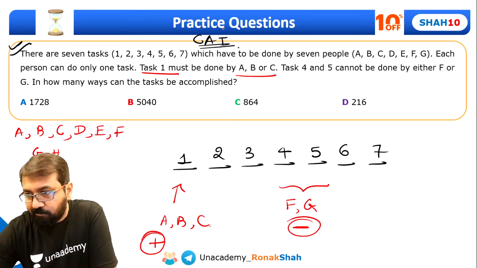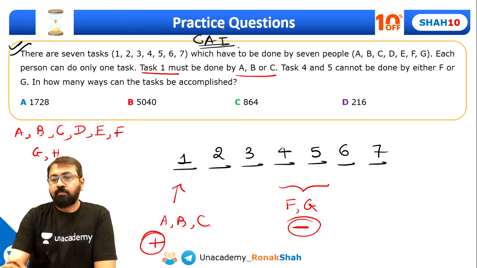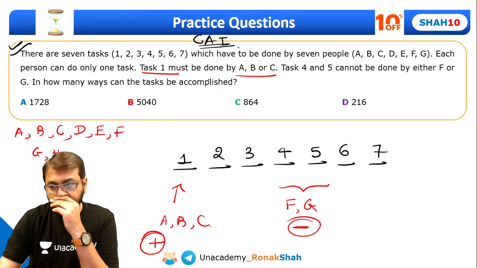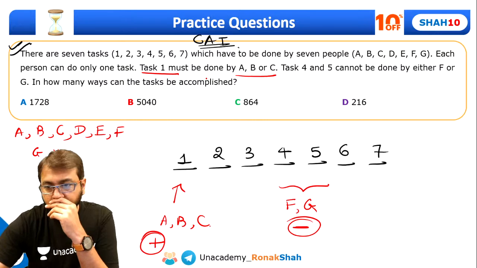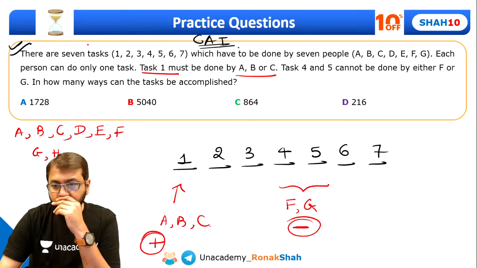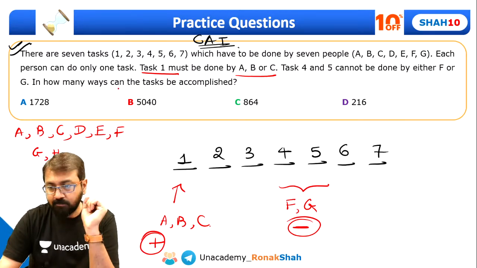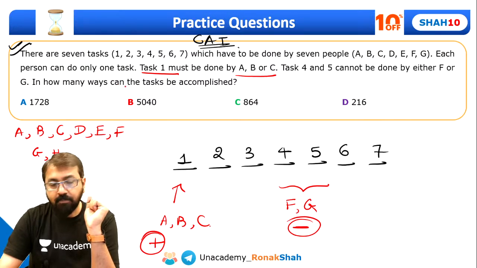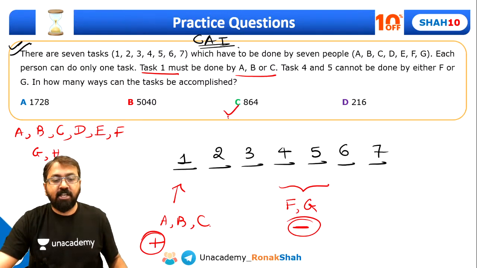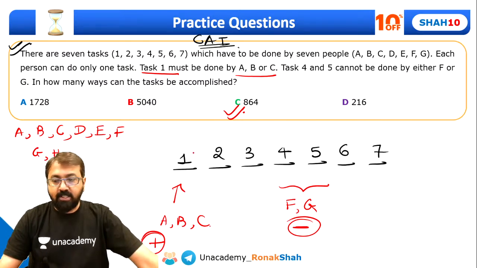Correct. So answer is definitely 864. Okay, the answer is 864. Right?